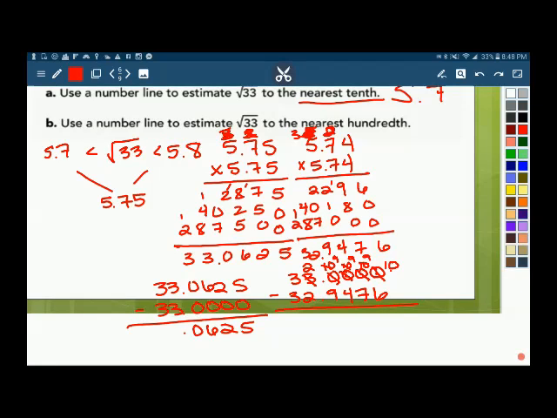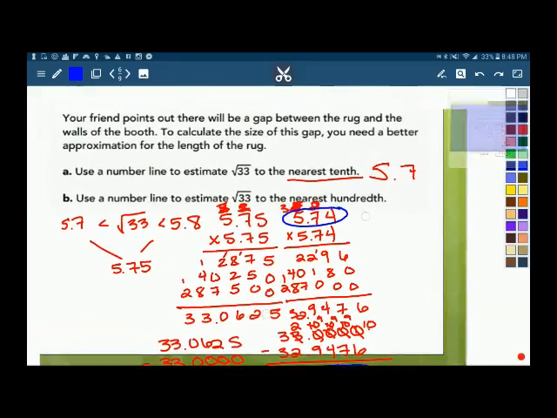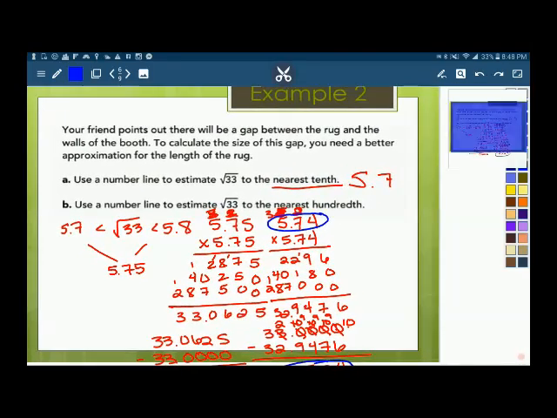So 10 minus 6 is 4. 9 minus 7 is 2. 9 minus 4 is 5. 9 minus 9 is 0. And then 32 minus 32 is just 0. So I'm comparing 0.625 to 0.524. Well, this one is the shorter distance. So that means that 5.74, or 5.7 squared, is closer to 33 than 5.75. So our approximation to the 100th should be 5.74.